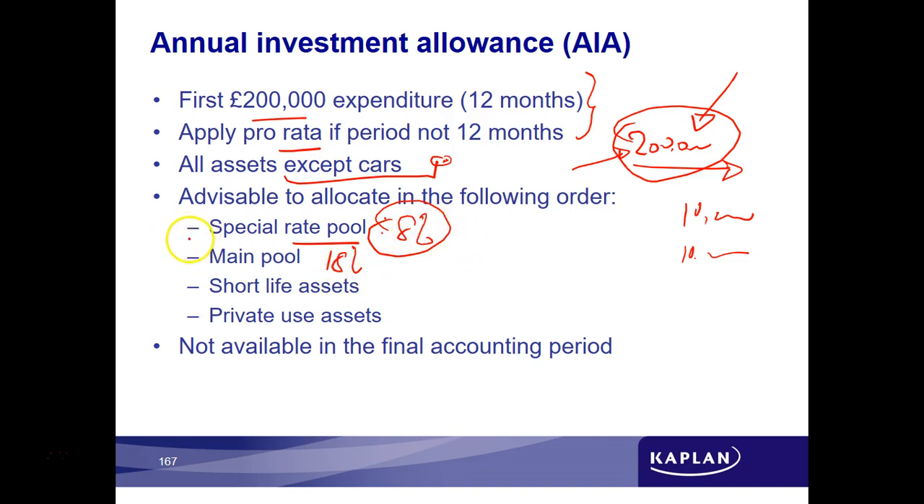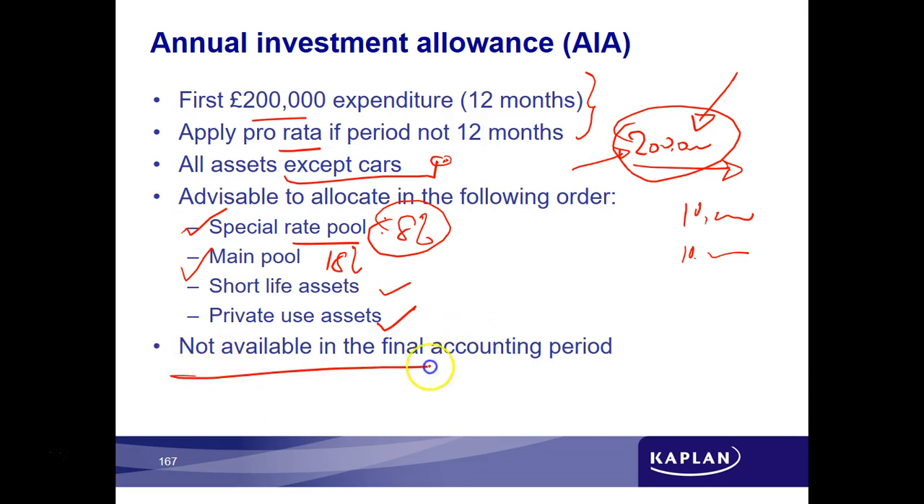So the order of priority is the special rates pool to get as much as you can, then your main pool, and of course your short life assets you hope to sell anyway soon, so you hope to realize some kind of balancing allowance, and then finally your private use assets, because that's still going to get cut down by the percentage of business use on whatever capital allowance you calculate.